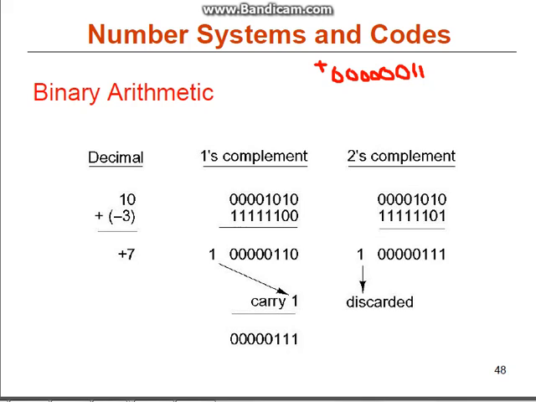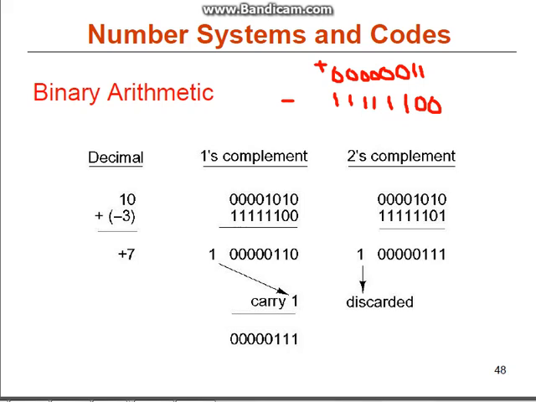Second step is what? Second step is inverting every single bit. So this becomes 1 1 1 1 1 1 0 0. This is the second step, inverting the bits.